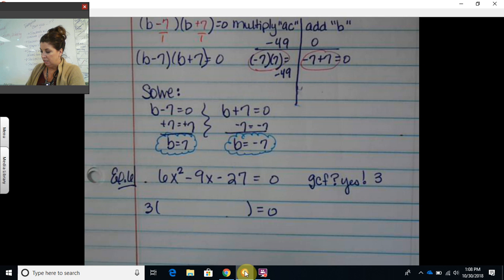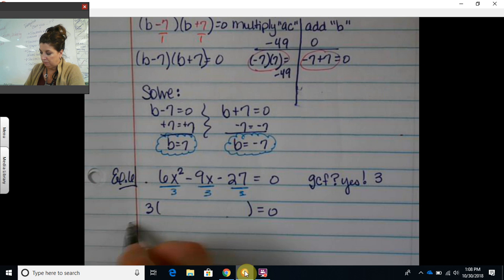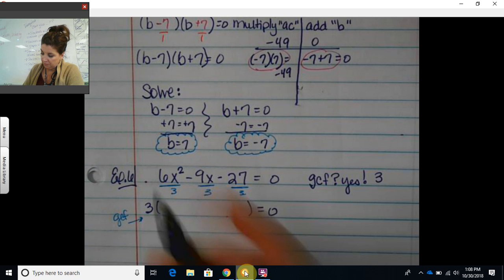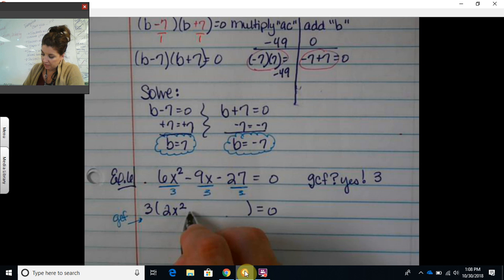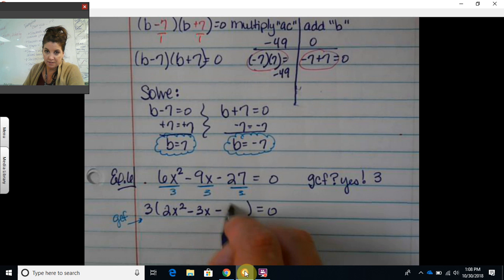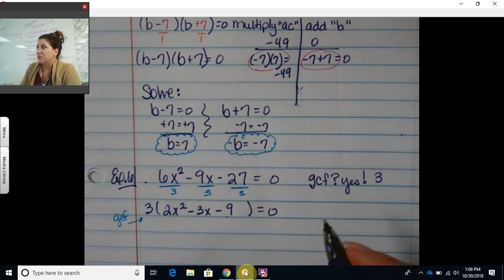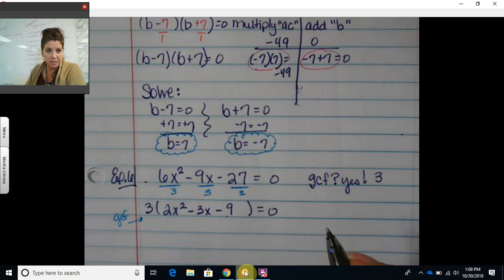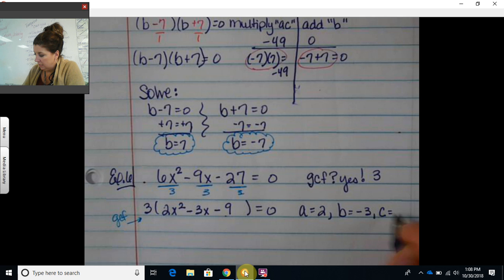To see what's left, we divide each term by the GCF. So 6x² divided by 3 is 2x². Negative 9x divided by 3, negative 3x. Negative 27 divided by 3, negative 9. We're not finished though. We still have a quadratic inside the parentheses. So now we're going to make our T-chart. So we need to define A, B, and C. What is A? 2. What is B? Negative 3. What is C? Negative 9.